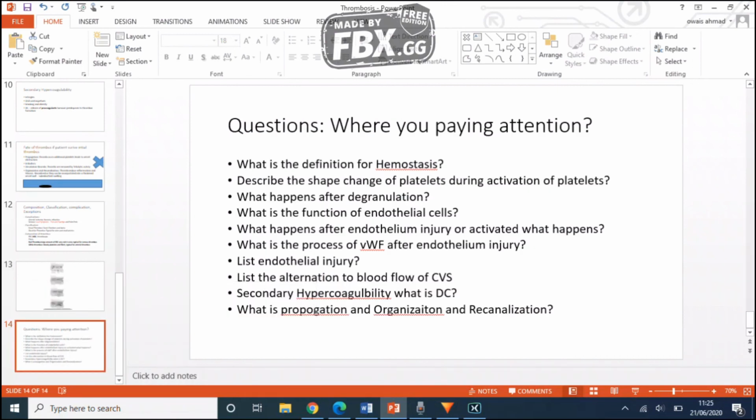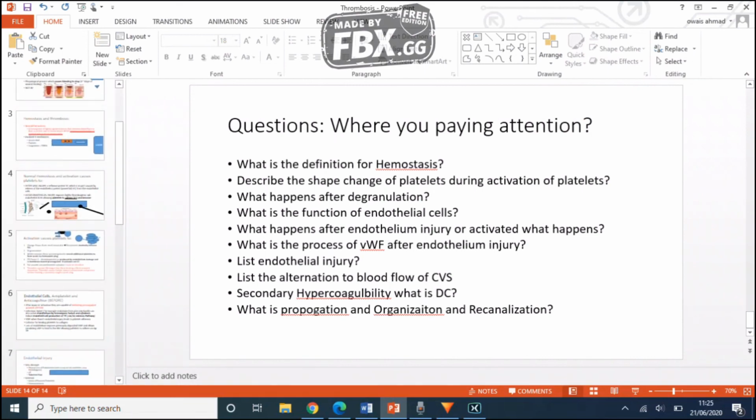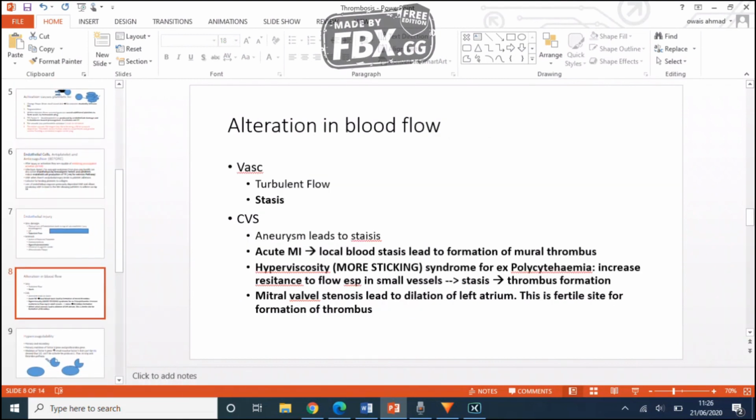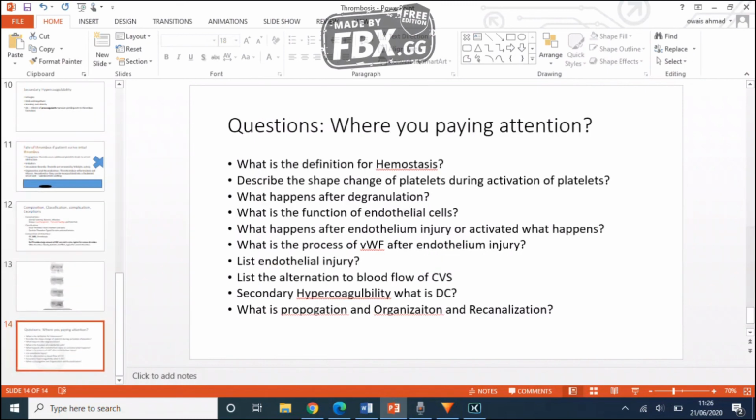Then tell me, guys, list the alterations to blood flow. What are the 2 main alterations? Yes, stasis and turbulent flow. Then tell me the other blood flow alterations which we discussed. Those are 4 of the heart. The first can be acute myocardial infarction, aneurysms, and then there can be 2 more, which are hyperviscosity and mitral stenosis.